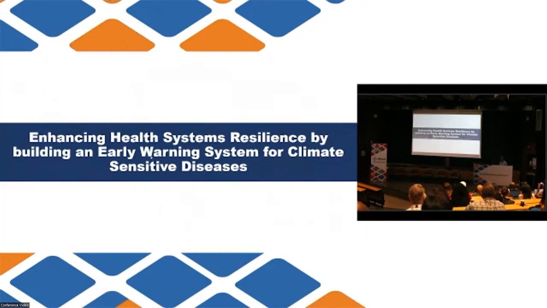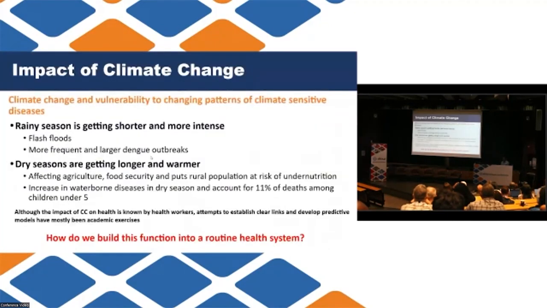This is something which WHO Lao, along with the disease surveillance team, the Ministry of Health, and the climate data team, we've been trying to work on together. The first thing is the impact of climate change. The climate change vulnerability is to have climate sensitive diseases. Laos is a landlocked country next to Vietnam, with a long river, and it borders Vietnam, Cambodia, Myanmar, and Thailand.